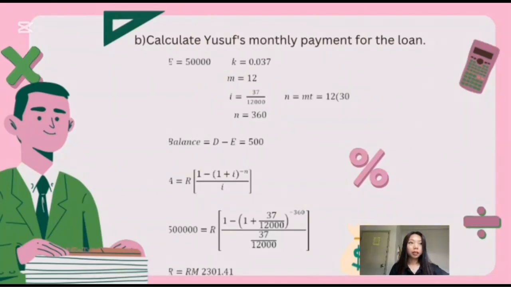Now we already have the values. Now plug the values into the formula. We're using shift solve on the calculator. Okay, the final answer we get is R equals 2,301 ringgit and 41 cents.